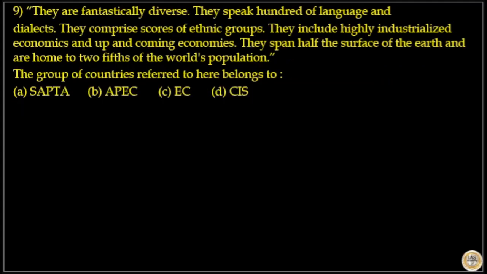Next: they are fantastically diverse. They speak hundreds of languages and dialects. They comprise scores of ethnic groups. They include highly industrialized economies and up-and-coming economies. They span half of the surface of the earth and are home to 2/5 of the world's population. The group of countries referred to here belongs to: the options are SAPTA, APEC, EC and CIS.